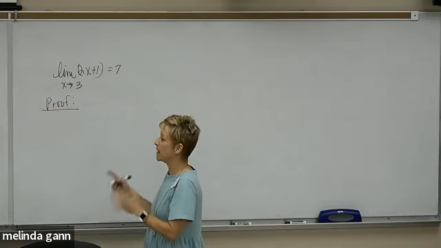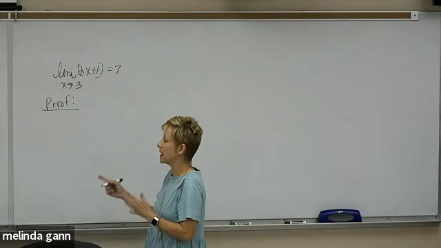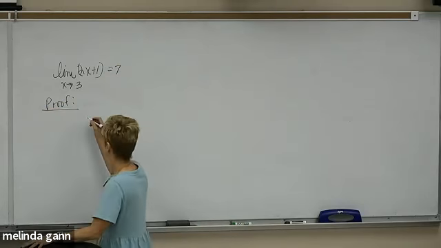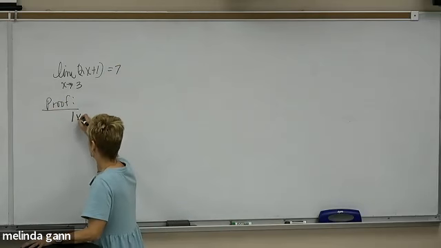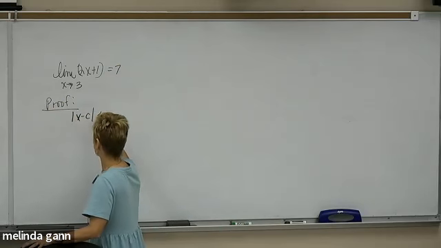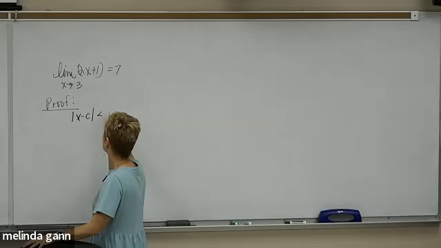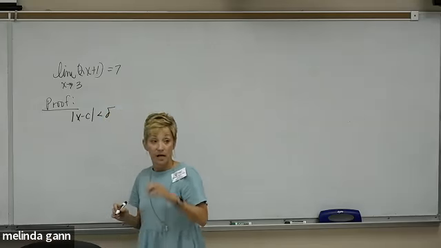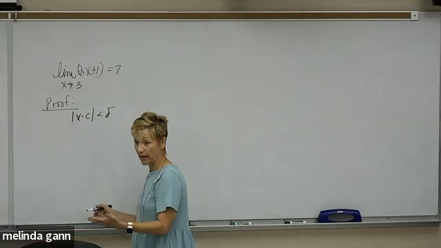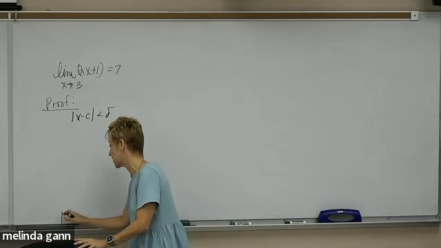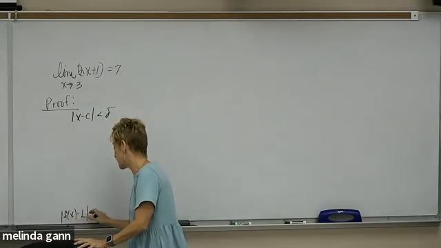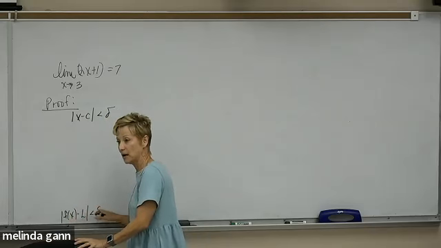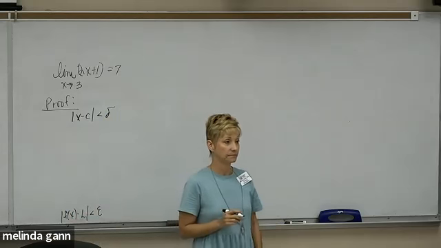Now, what am I supposed to start with? I'm supposed to start with that the absolute value of x minus c is less than what? Delta. Now, what am I supposed to end with? I'm supposed to end with the absolute value of what? F of x minus L is less than what? Epsilon. Are we good?